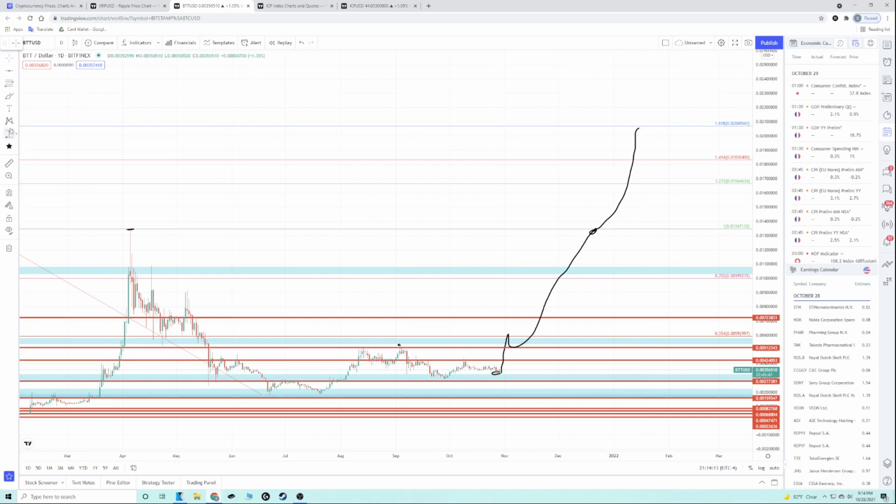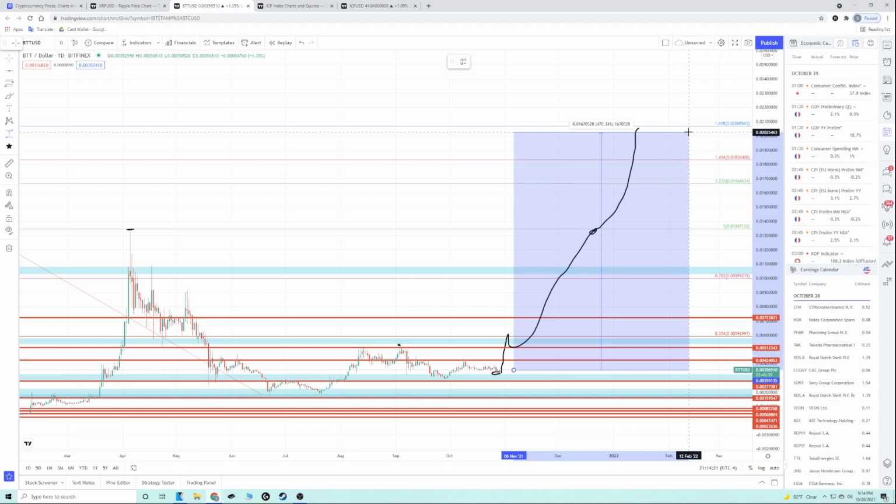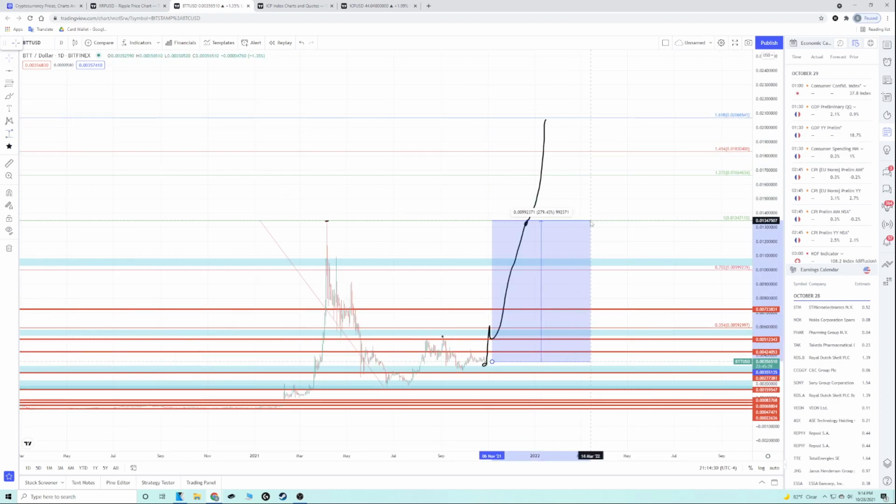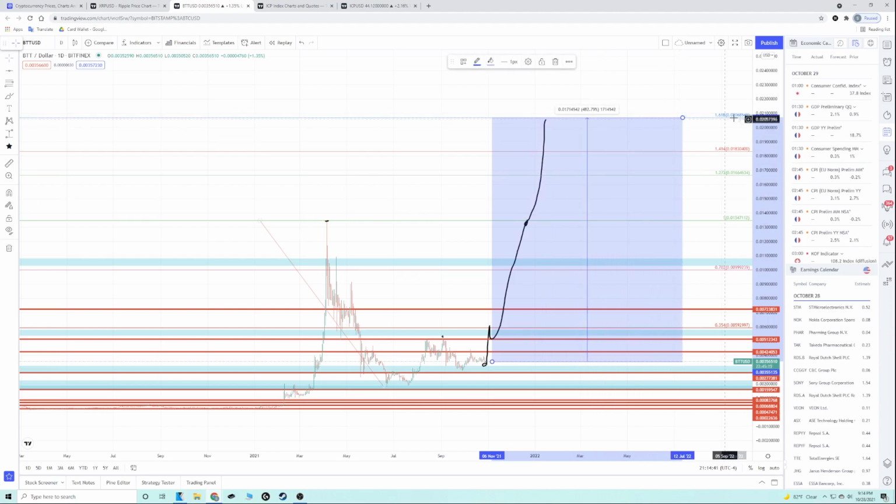At around 2 cents. So currently, let's say you bought it where we are right now at 0.0035. If you bought it right now, almost 5 times your money. Or let's just say it goes just to where it was at its all-time high at about a cent. You get almost 3 times your money. If it goes up to the 1.618, you get about almost a 5x.